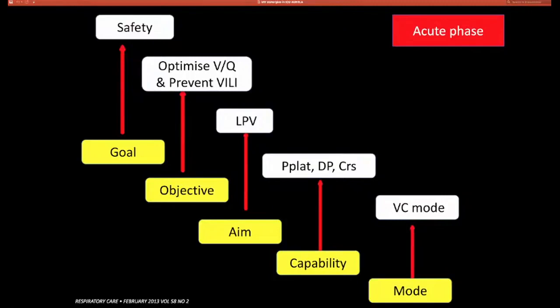So now that we understand that we have to institute lung protective ventilation in the acute phase, let us understand what is lung protective ventilation, how to evaluate P-plat, what is driving pressure, and what are the values or the boundaries which constitute lung protective ventilation. In the next 3-4 slides, I'll try to tell you what the boundaries for lung protective ventilation are.